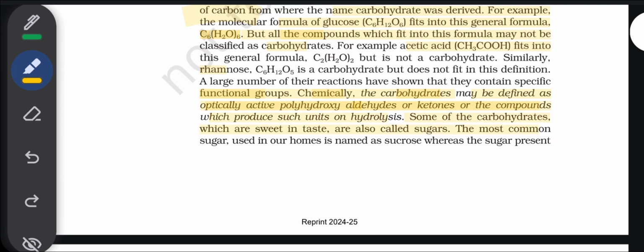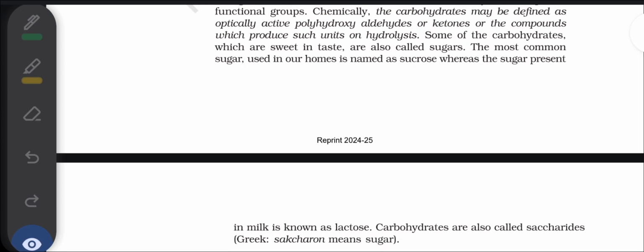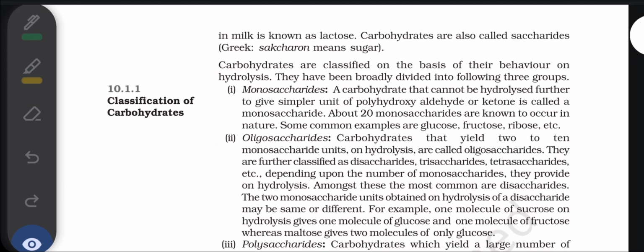Some of the carbohydrates which are sweet in taste are also called sugars. The most common sugar used in our home is sucrose, and sucrose is a non-reducing sugar. Very important line. Whereas the sugar present in milk is known as lactose. We all know that. Carbohydrates are also called saccharides, that means sugar. The word is derived from the Greek word saccharon.